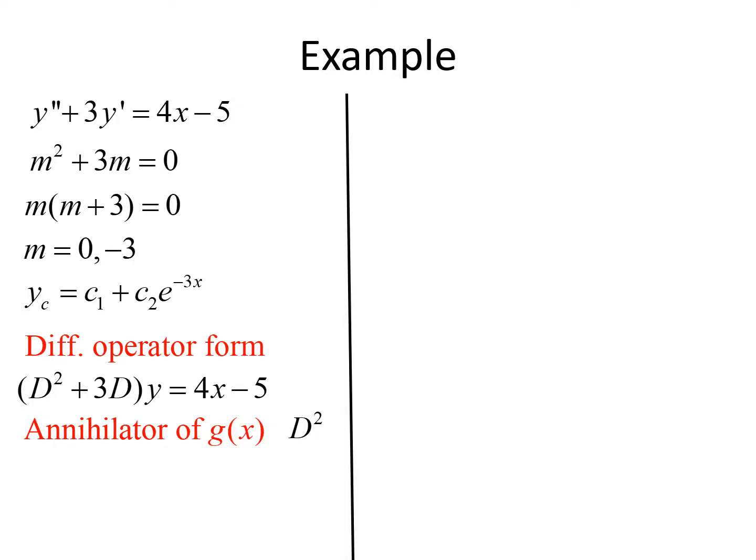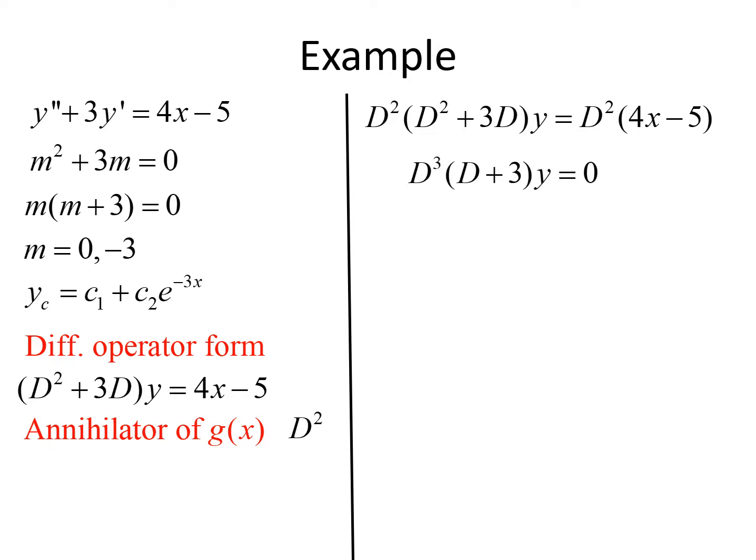And then we take that annihilator and we apply it to both sides of the equation. So D squared times (D squared plus 3D) times y equals D squared times (4x minus 5). Now, by definition, the annihilator is going to cause the function to go to 0, so that right-hand side becomes 0, and we can factor the left-hand side. It's going to give us D cubed times (D plus 3) y equals 0.